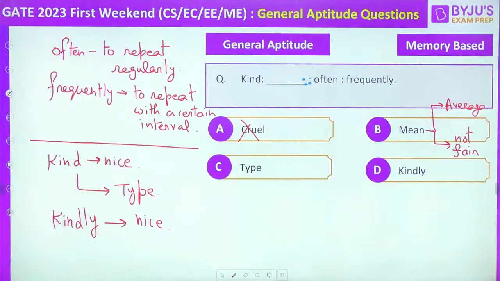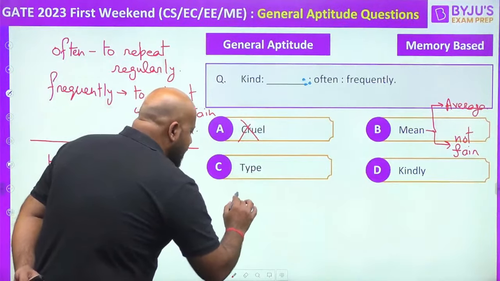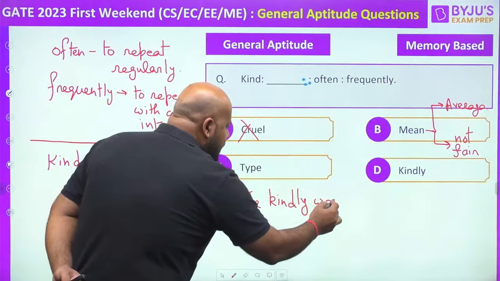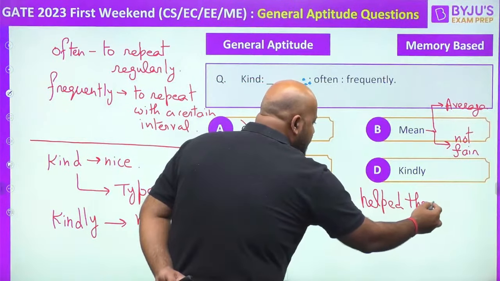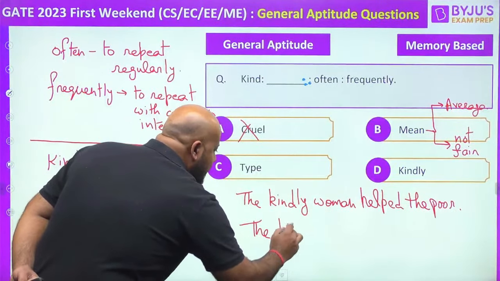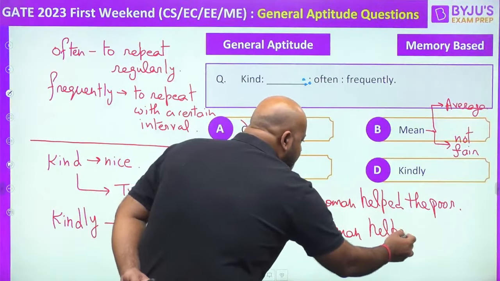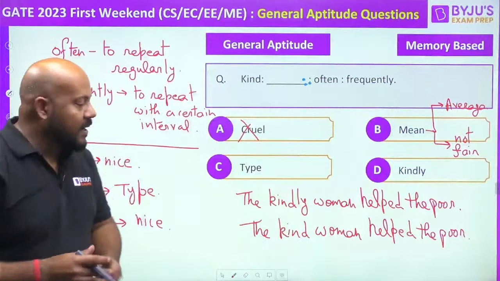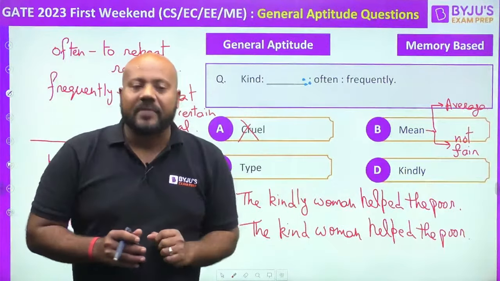Listen. Okay, kindly also means nice because you can write a statement, the kindly woman helped the poor. You can also write, the kind woman helped the poor. Now you will say, sir, if these two are similar words, then this is going to be the correct answer. No, my friend, there is a difference.